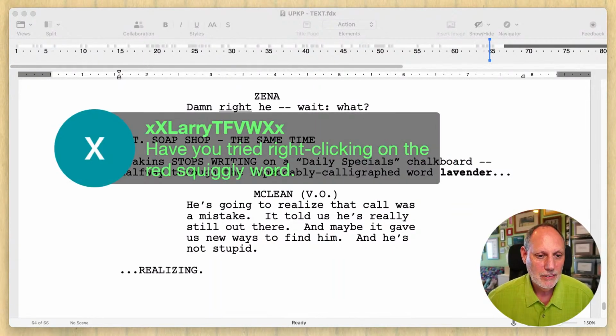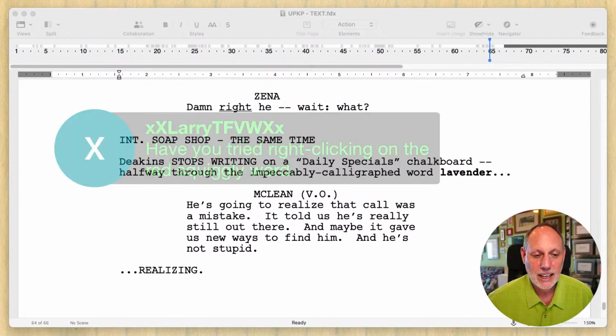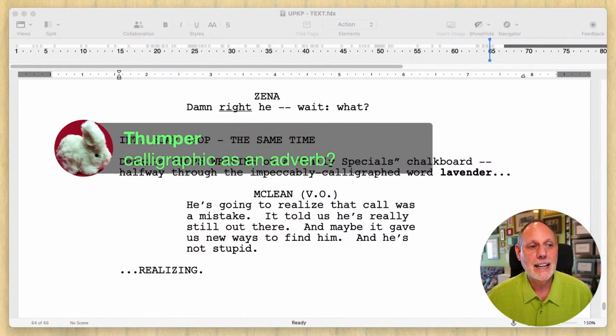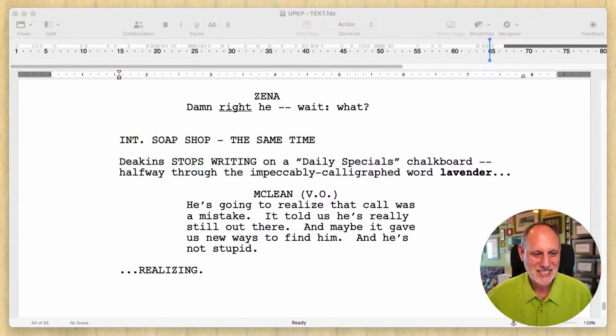Okay. Have you tried right-clicking on the red squiggly word? Yes, I have. In this case, it did not help. But also, sometimes when I do that sort of stuff, it messes up the on-screen thing. So I wanted to do... Calligraphic isn't an adverb. It would be calligraphically. But it's not what I wanted to say. What I want to say is well calligraphed.